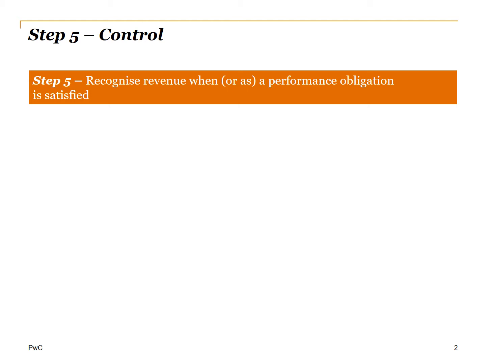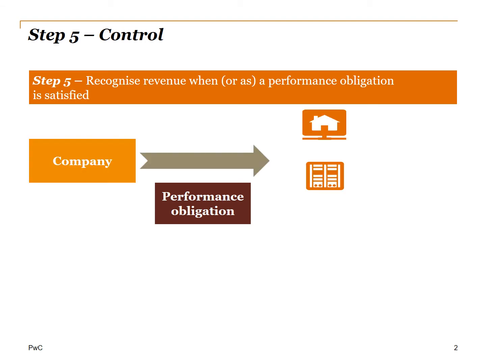In the previous video that looked at how to identify a performance obligation, that is Step 2, we made the point that a performance obligation will be key to determine how and when revenue is recognised. The core principle underlying IFRS 15 is that revenue is recognised when or as the entity satisfies performance obligations. A performance obligation is satisfied when control of the promised good or service is transferred to the customer.